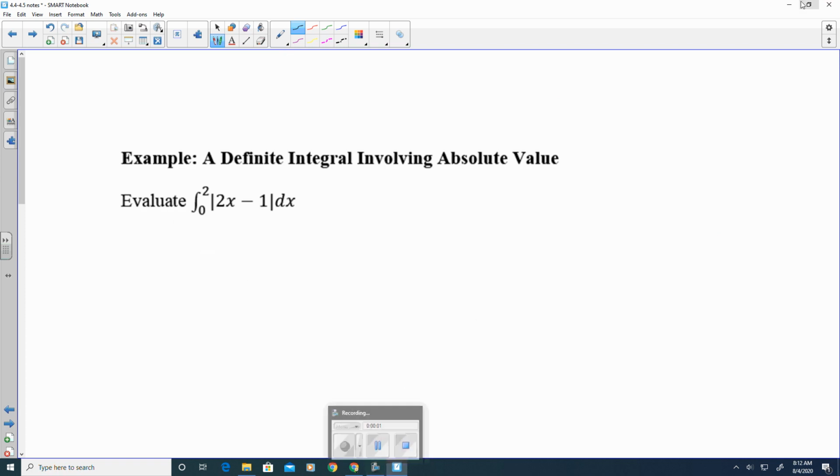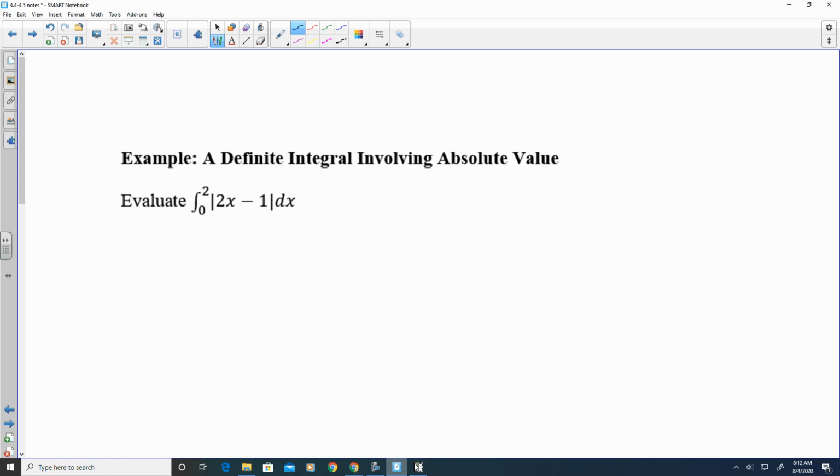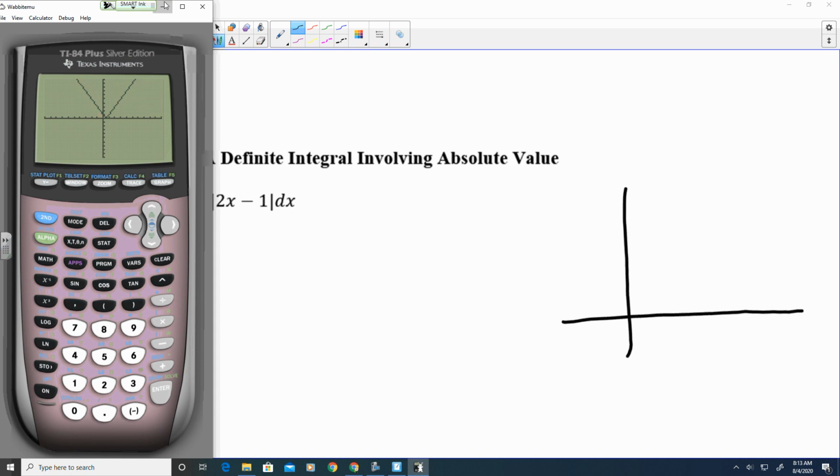Okay, so now we're going to do an absolute value. Let me get my calculator out here so we can see what this looks like and where it changes direction. Because remember, when we have an absolute value function, we need to find out where that term changes so we can turn this into two separate integrals. We cannot do it as one. The absolute value of 2x minus 1 changes direction at 1/2, and we're going from 0 to 2.